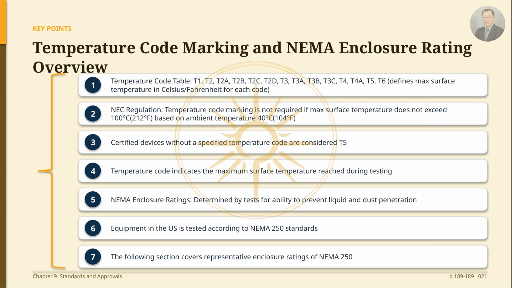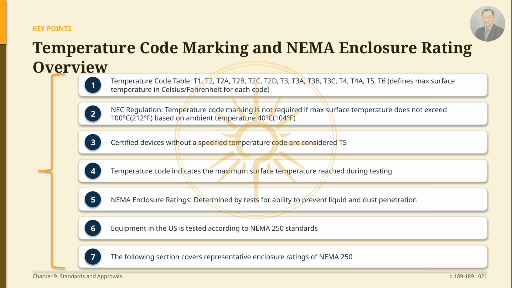According to NEC regulations, equipment with a maximum surface temperature not exceeding 100 degrees Celsius, 212 degrees Fahrenheit, based on an ambient temperature of 40 degrees Celsius, 104 degrees Fahrenheit, is not required to be marked with a temperature code. Therefore, if a temperature code is not specified on approved apparatus, it is assumed to be T5. The temperature code indicates the actual maximum surface temperature the device reached during testing.